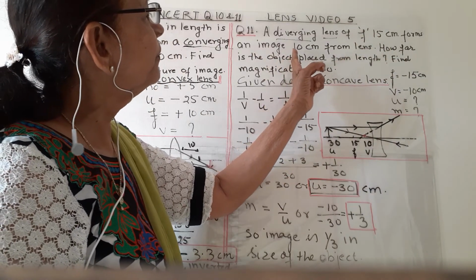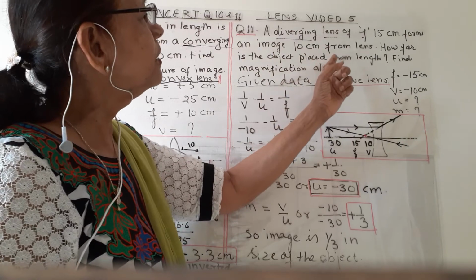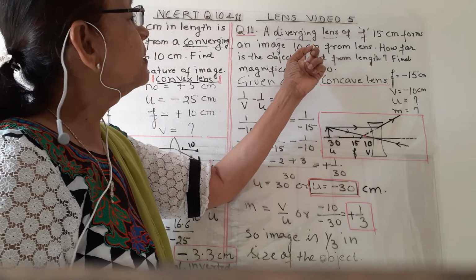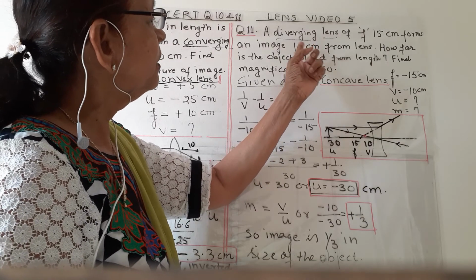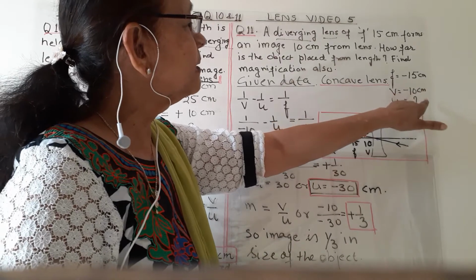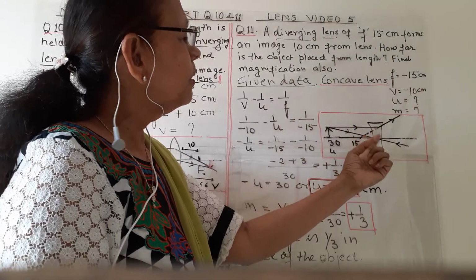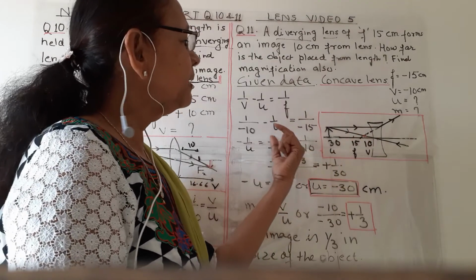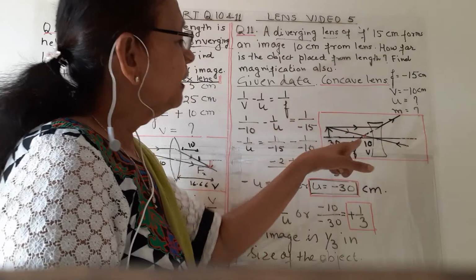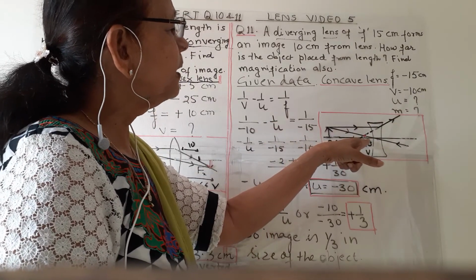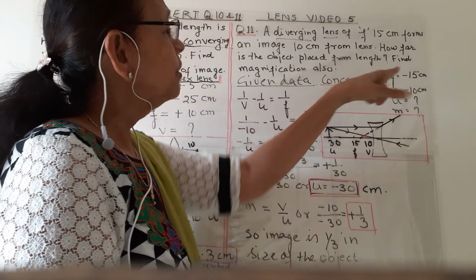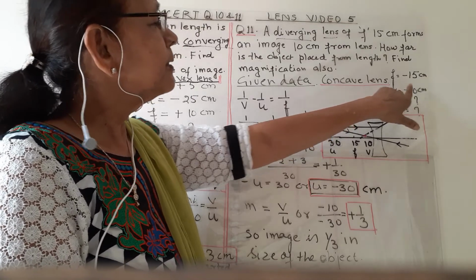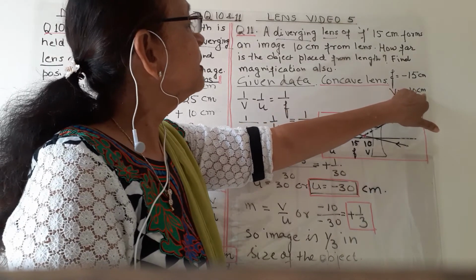Then an image 10 centimeters from the lens. What does it mean? It means it is V, the distance of the image from the optical center. So V is minus 10. Why have we written minus here? Because in a concave lens the image is always formed on the left hand side, in front of the lens. Here this red one is the image and it is on the left hand side. So we will write the sign negative in front of the image distance. V is minus 10 centimeters.